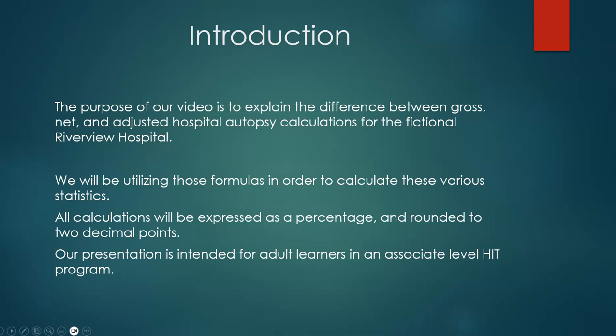The purpose of our video is to explain the difference between gross, net, and adjusted hospital autopsy calculations for the fictional Riverview Hospital. We will be utilizing those formulas in order to calculate these various statistics. All the calculations in this video will be expressed as a percentage and rounded to 2 decimal points. Our presentation is intended for adult learners in an associate level HIT program.